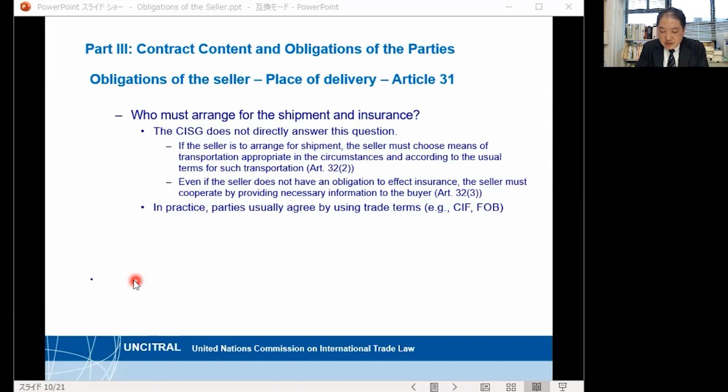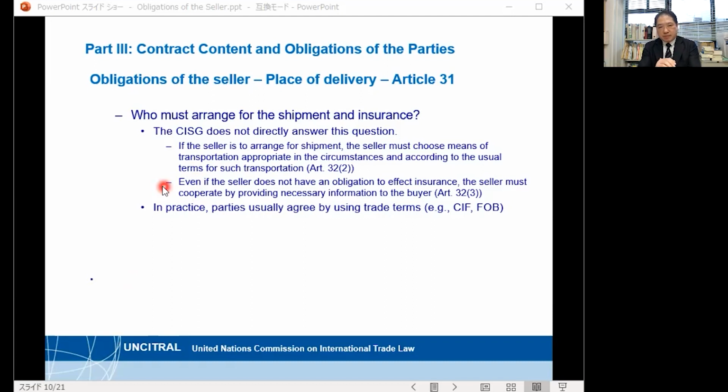That is one reason. And also because the general rule in Article 31(c), which I will explain shortly, is that it is for the buyer to collect the goods. That is the default position of the CISG. And considering these provisions, my opinion is that it is for the buyer to arrange for the shipment of the goods. As for insurance, the CISG only provides that even if the seller does not have an obligation to effect insurance, the seller must cooperate by providing necessary information to the buyer.